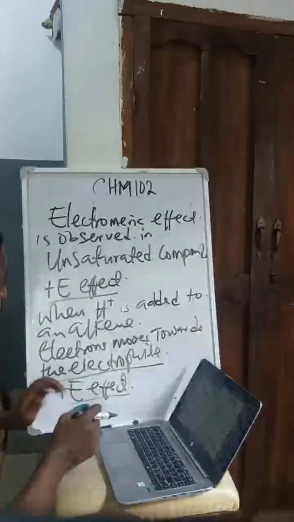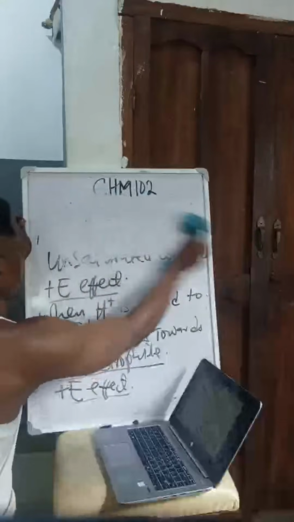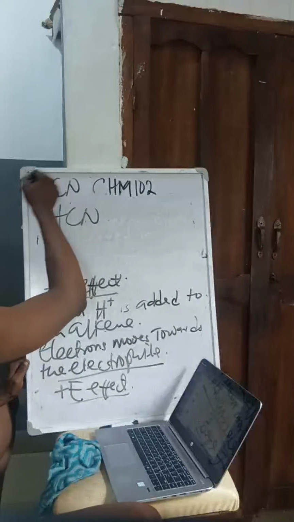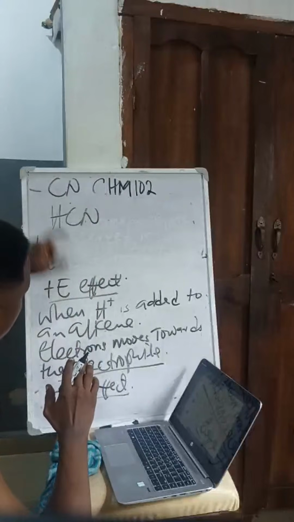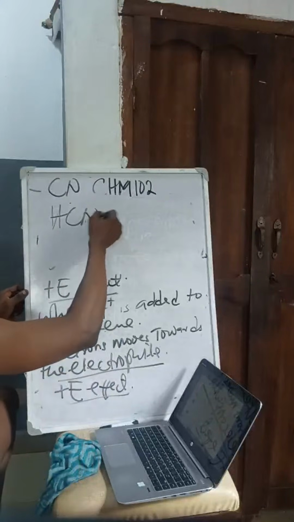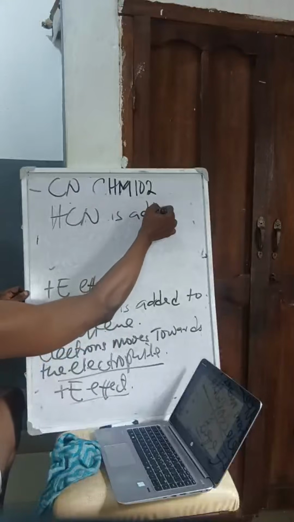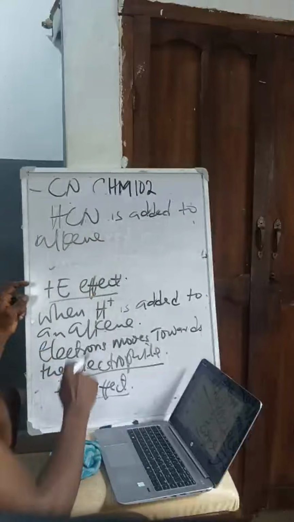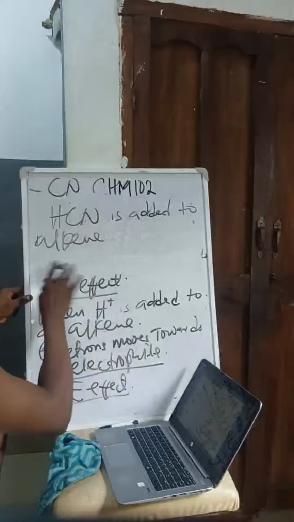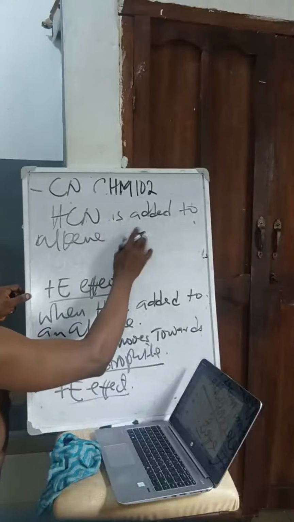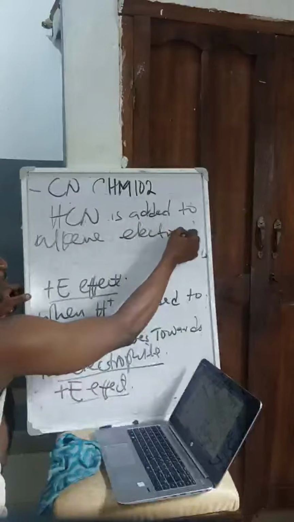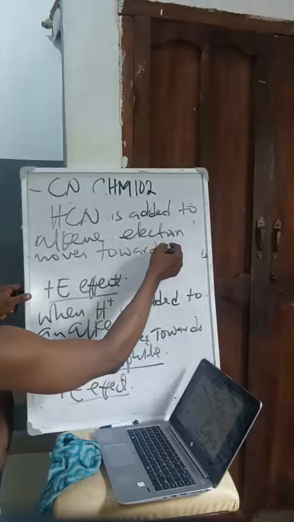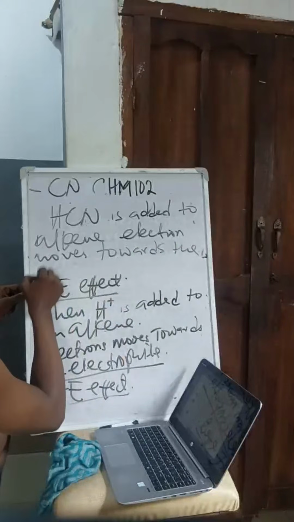Then, I said again, when hydrogen cyanide, so that we will be able to get cyanide, which is a nucleophile, electron rich. When hydrogen cyanide is added to alkene, electron moves towards the nucleophile.